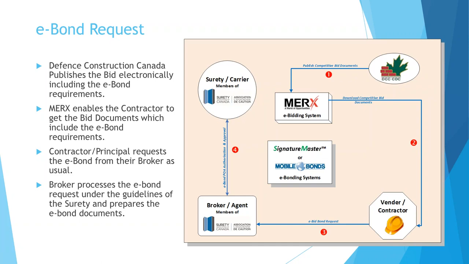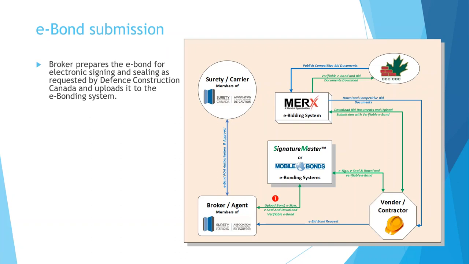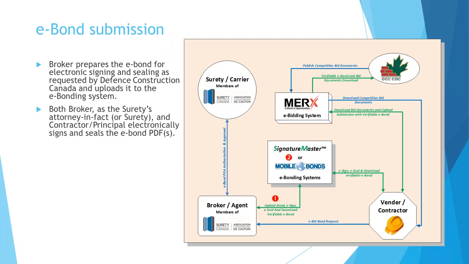Click please. Now, what does change is this part. Instead of shipping it via courier, the broker will upload it to one of our systems, either Signature Master or Mobile Bonds, and then we'll invite the contractor to come in and finalize the bond itself and the documents.